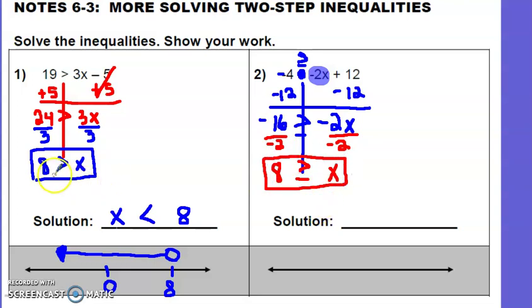So you will notice, once again, it's not in the correct order. So we want to go x, we want to go 8, and it's pointing at the x and it's eating the 8. So when we rewrite the inequality, it's got to be flipped as well. So 0 and then 8, and that's a closed circle going to the left.